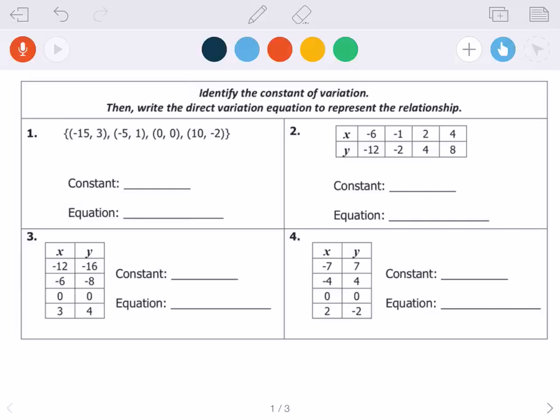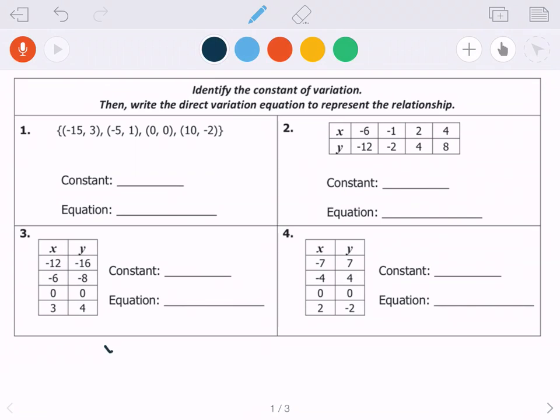This video is on direct variation. By definition, a direct variation is a specific relationship in which there is a constant ratio between all ordered pairs. And for direct variation, that ratio is going to be represented as y over x. So when we take all these ordered pairs and divide the y value by the x value, there should be a constant relationship.